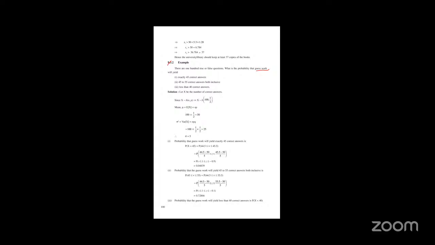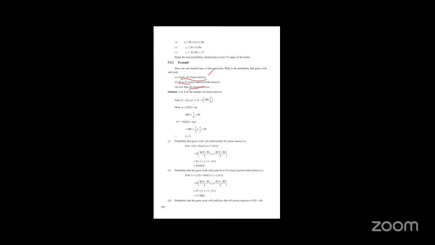exactly 45 correct answers? You are guessing, so what is the probability of guessing 45 correct answers? You need to find out, and also 45 to 55 correct answers, both inclusive. You need to take it inclusive. And also less than 40 correct answers.